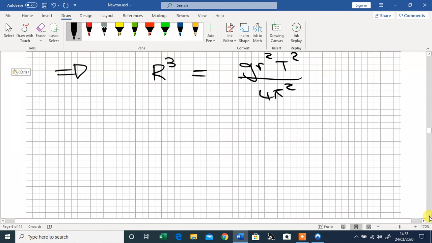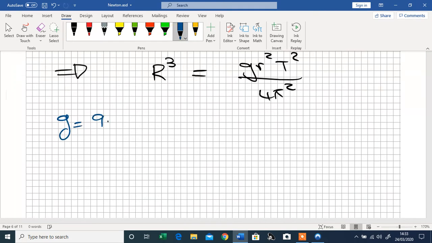So we know that gravity G equals 9.81 meters per second squared. We know that the radius of Earth is 6.4 times 10 to the 6 meters. And we know how long it takes the satellite to complete one revolution, and that is just 1 day, because it's always above the same point on Earth. So as that point goes round the circumference of the Earth, it does that in 24 hours.